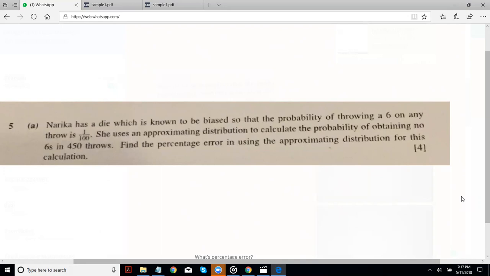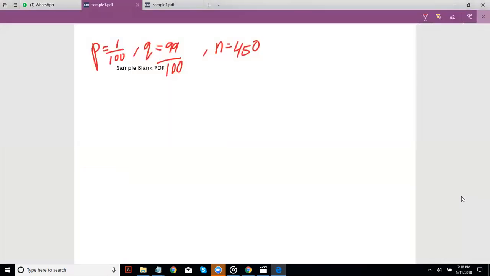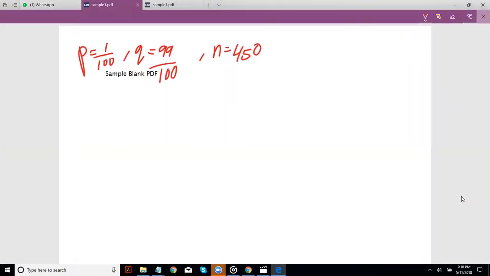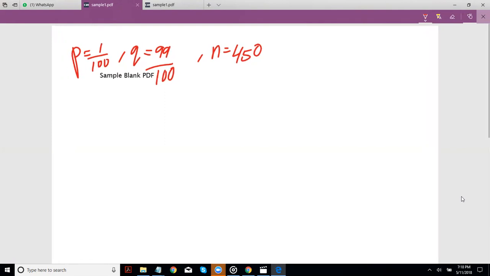Okay, so 5A, I'm not too sure which paper this was from, but Narika has a die which is known to be biased, so that the probability of throwing a 6 on any throw is 1 upon 100. She uses an approximating distribution to calculate the probability of obtaining no 6s in 450 throws. Find the percentage error in using the approximating distribution for this calculation. Now, some people were struggling to understand what percentage error really meant, and hopefully by the end of this video, it will be more clear with regards to the question.